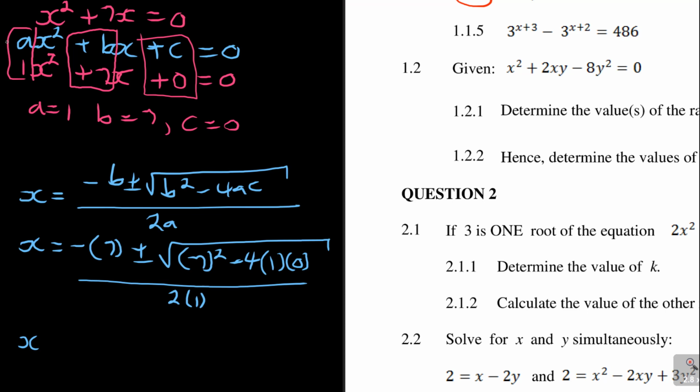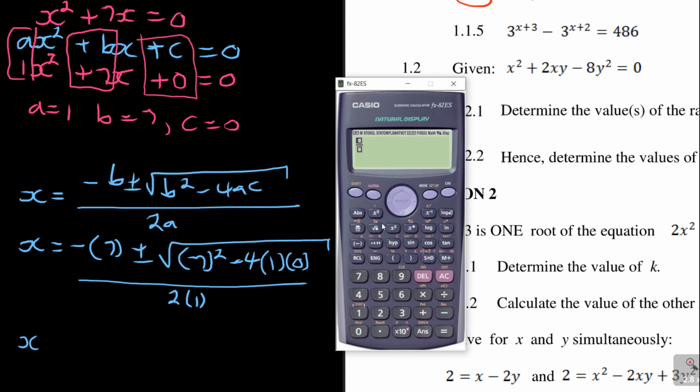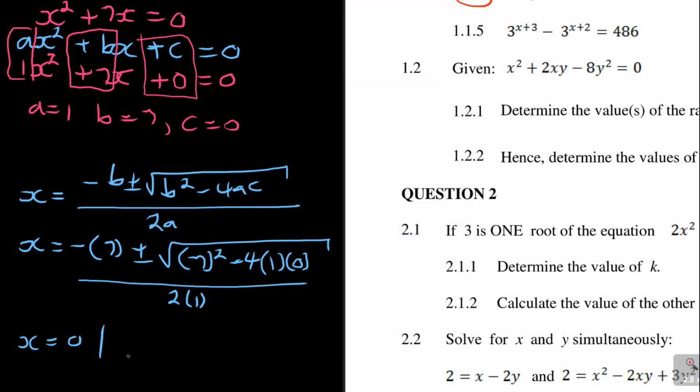So let me just grab my calculator. We have minus bracket 7, and then a plus, and then the square root of bracket 7 squared minus 4 times 1 times 0, and then this is all over 2 and 1, see that. Then equal to the first one, x is equal to 0. You go back here, put a minus, and it'll give you x is equal to minus 7. So x is equal to 0 or x is equal to negative 7.